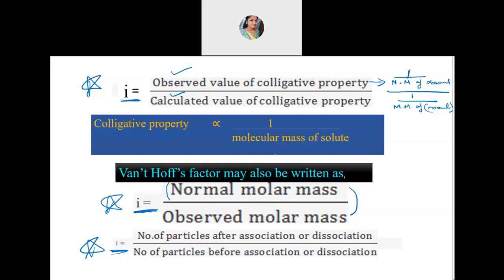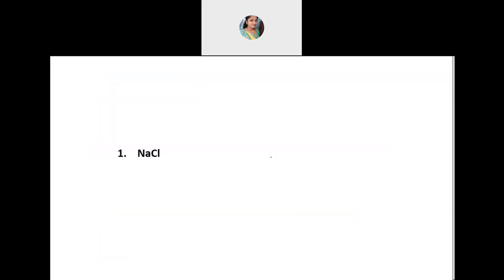So I'll directly go for the next one, working out the problem. See, now if I give you NaCl and ask you to calculate the i value for this. NaCl in the solution, what happens? NaCl will dissociate in the form of Na plus and Cl minus ions. So how many particles will you be getting after putting them in the solution? You are getting 2 particles here. And initially how many did you have? Only 1. So what will be the i value?